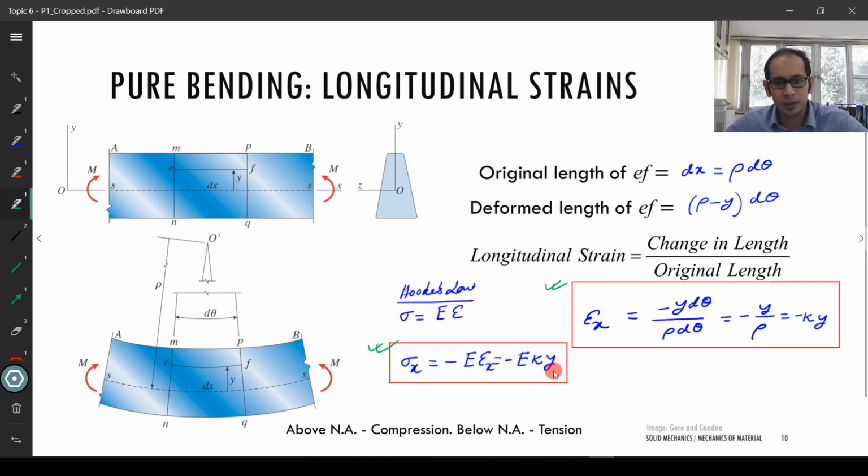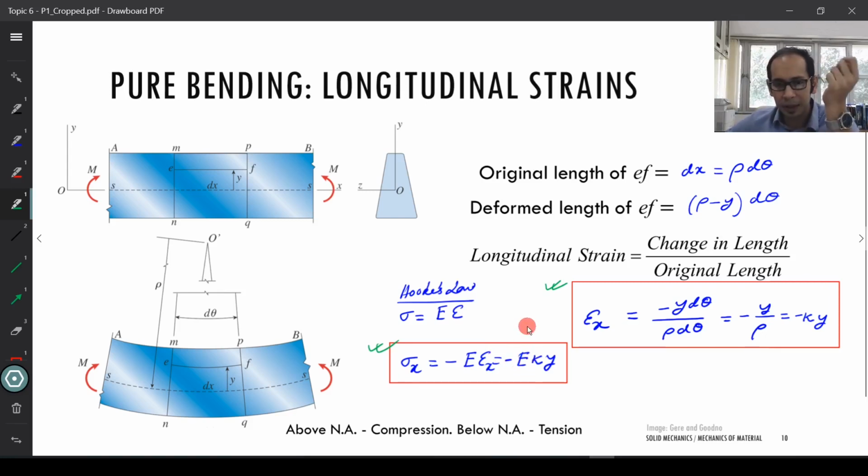So what does that mean? That means that as you are moving away from the neutral axis, your strains increase and correspondingly your stresses also increase in a linear manner, right? It's a function of kappa y. Now remember, this is valid only within that limit of proportionality that you have. If you're going into the non-linear region of the stress strain curve, this does not hold true anymore. This is only valid within the proportionality limit of Hooke's law.